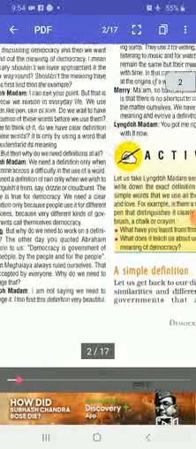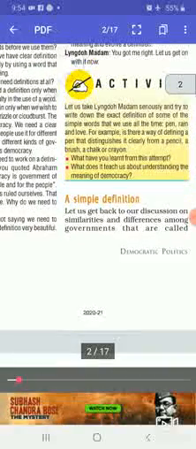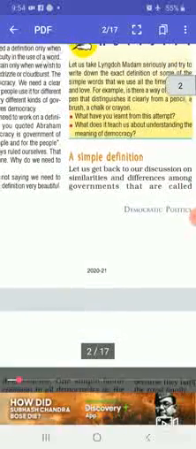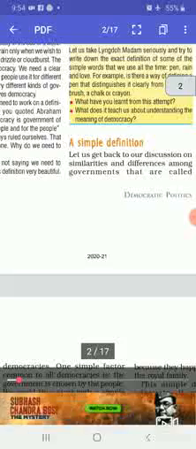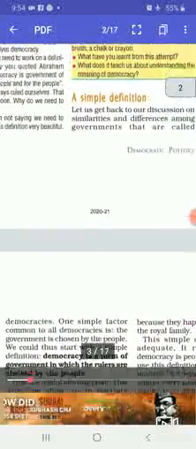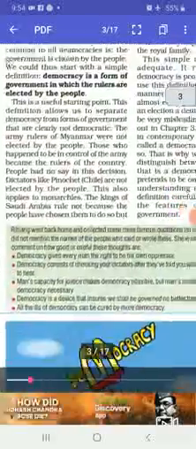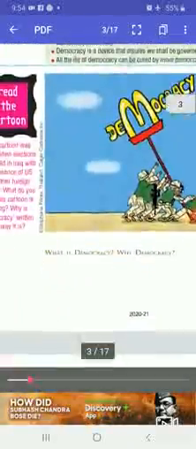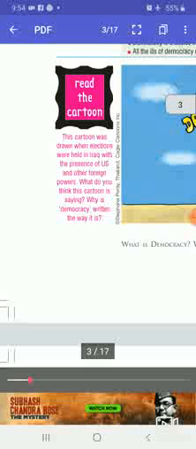In the next video, we will learn about a simple definition, and get back to our discussion on similarities and differences among governments that are called democratic. In this way, we will learn a simple definition, and we will distinguish between democratic government and non-democratic government.